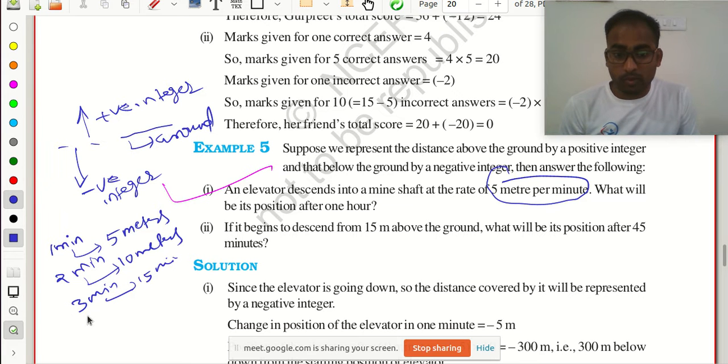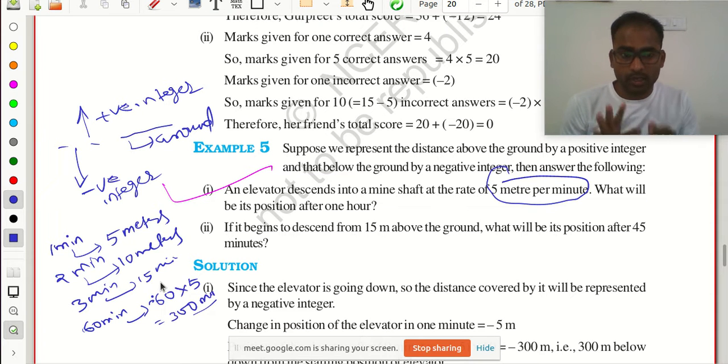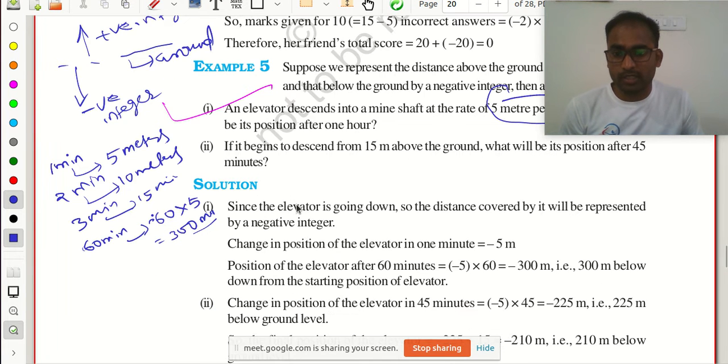Like that, he is asking for 1 hour. So for 60 minutes, 60 multiplied with 5 is 300 meters. Now we need to discuss the sign, whether it is positive or negative. When we go into the earth, that is a negative integer. So since it descends into the earth, it is minus 300 meters.